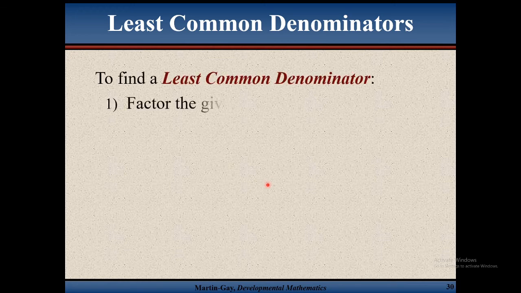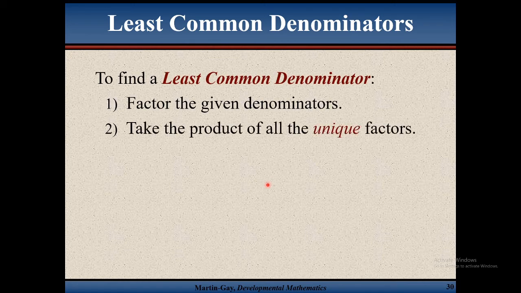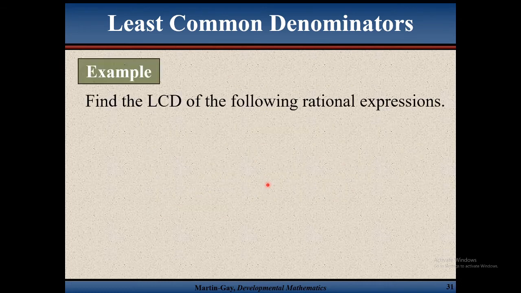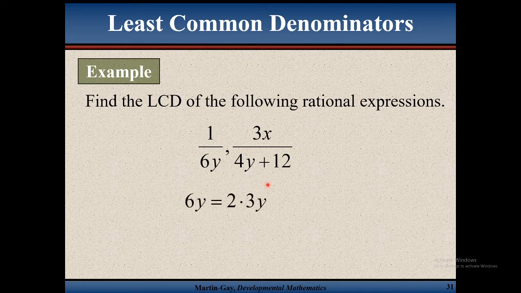Alright, so to find the least common denominator, we have to factor the given denominators and take the product of all the unique factors. Each factor should be raised to a power equal to the greatest number of times that factor appears in any one of the denominators. Example: we are going to find the LCD of 1 over 6y and 3x over 4y plus 12. So what is the LCD for that one?